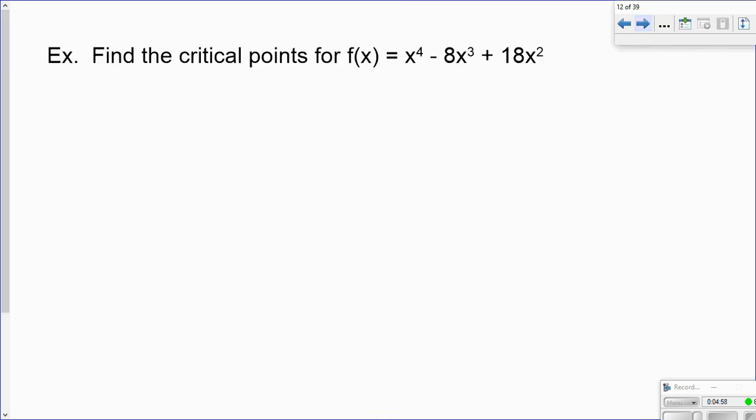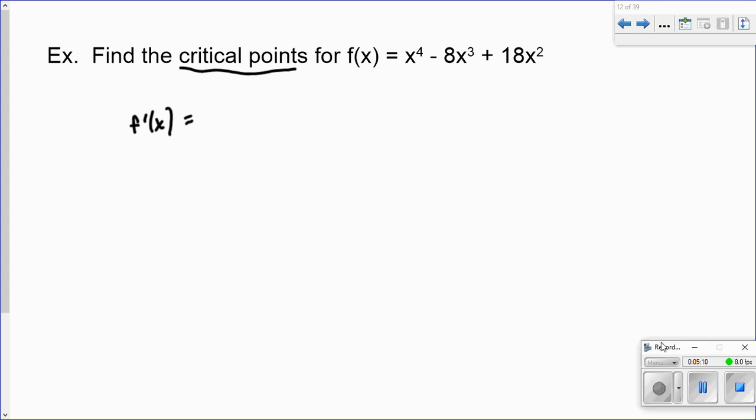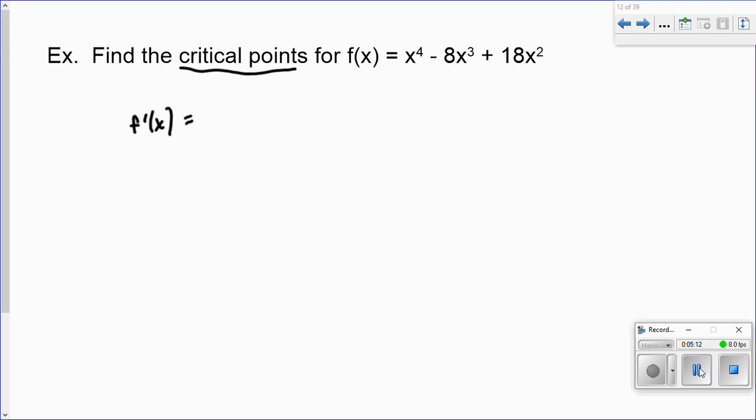Let's do our next one here. Find the critical points. Critical points always start with the derivative. So the derivative I'm going to take first, set it equal to 0, and solve. I'm just going to pause this to let you guys work through the derivative, and we'll be back in a minute.